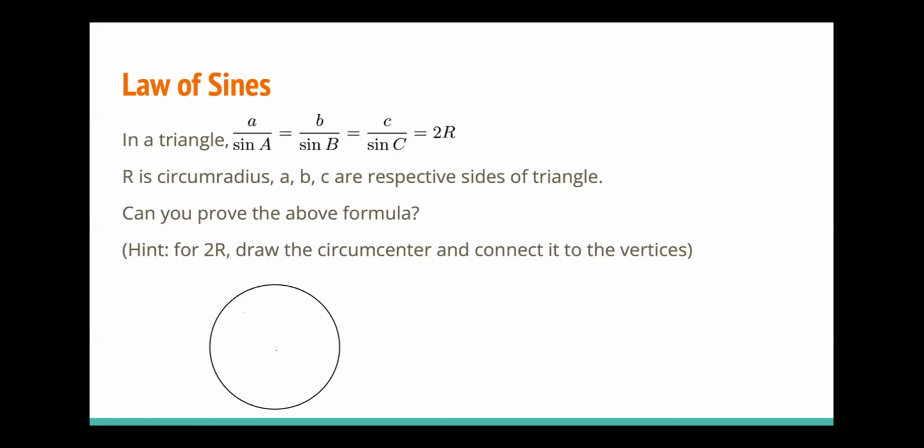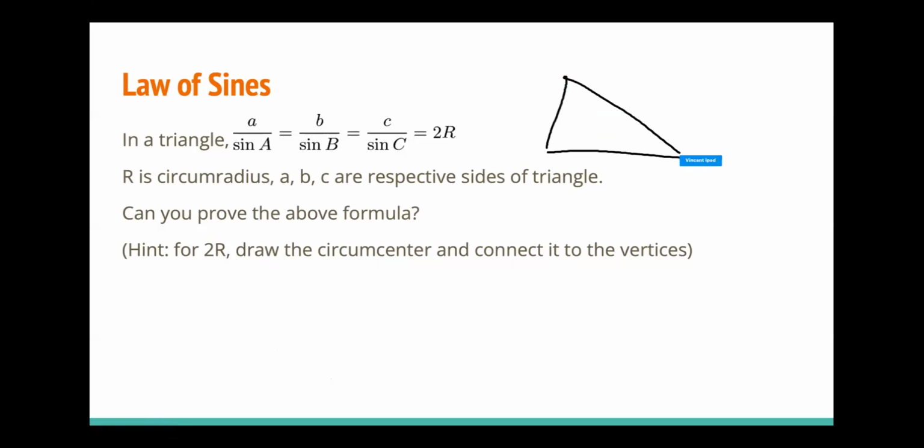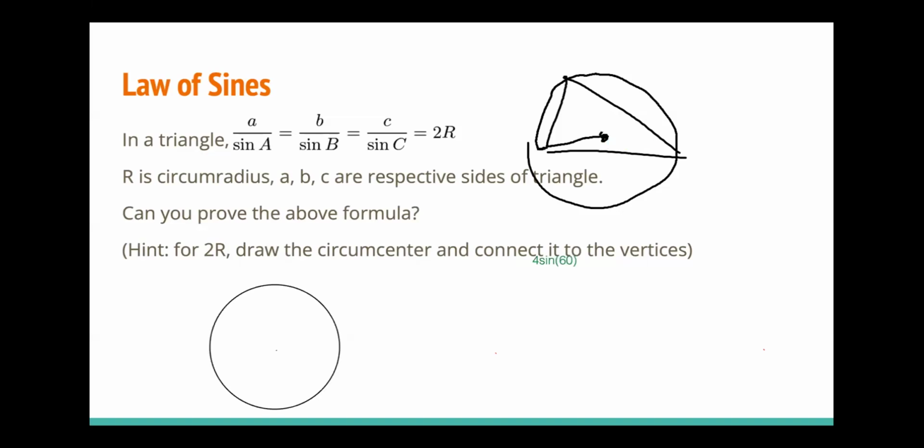Circumradius is like, if you have a triangle ABC, the circumradius is the radius of the circle that includes all 3 points, and the center of that circle is the circumcenter. Can anyone prove this formula?